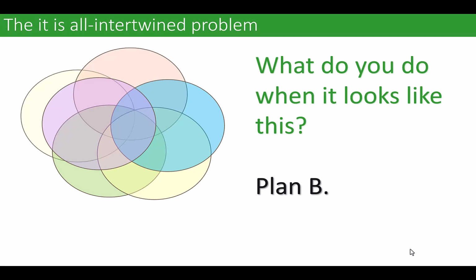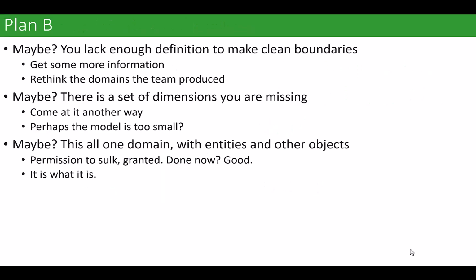And when this happens, you need to stop and have some thoughts. And the thoughts are called Plan B. So here are three Plan B strategies. Maybe you just don't have enough definition to make clean boundaries. Maybe if you had more information about this, or maybe if you looked at the entities and how they're grouped and defined different domains, then the circles wouldn't overlap as much.